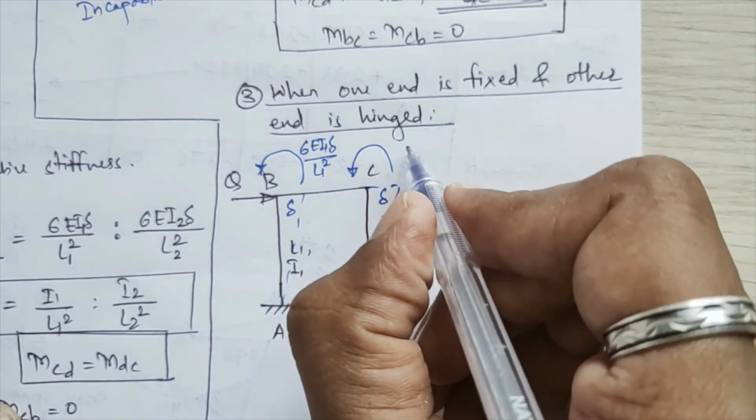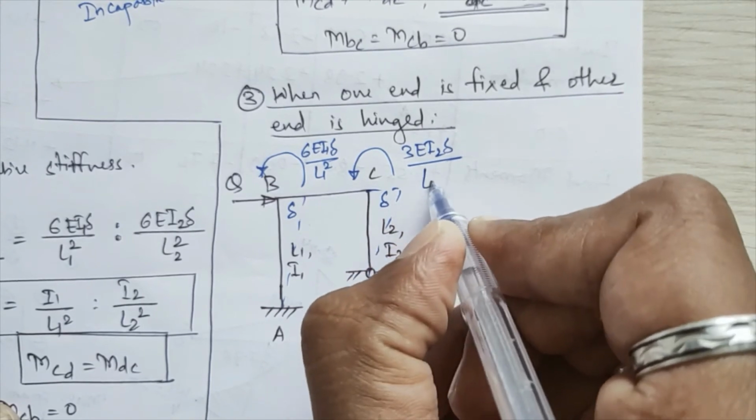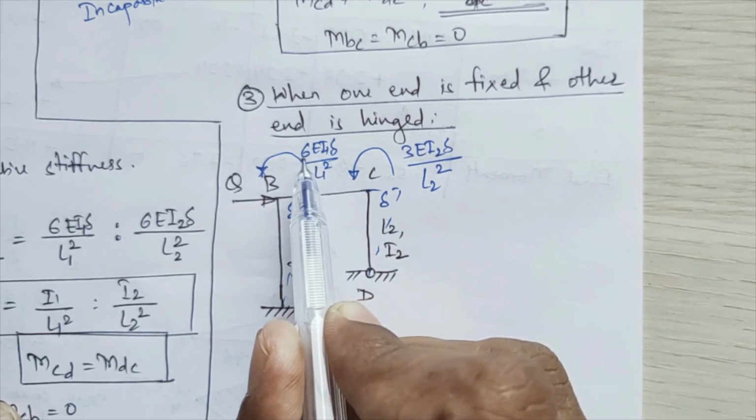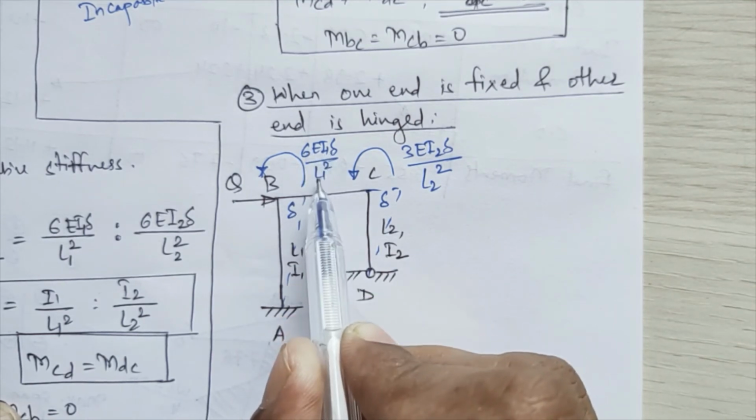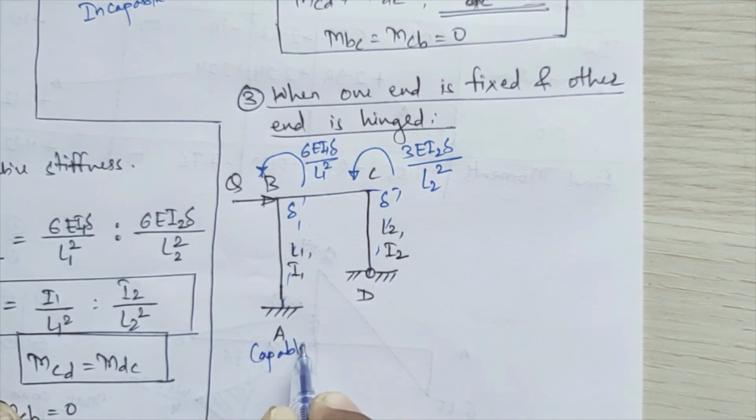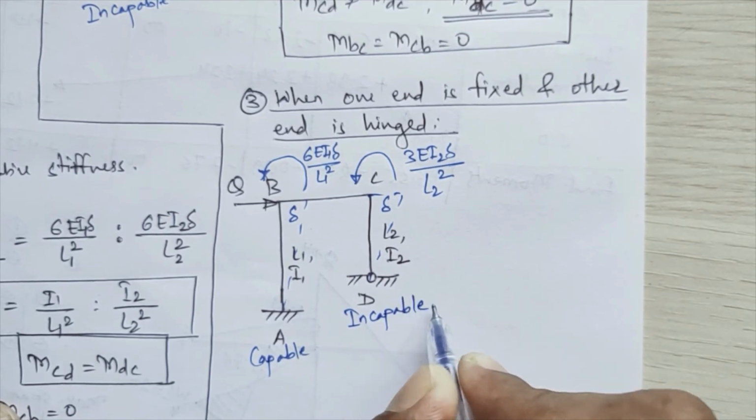And here you are having hinge support, so this value will come as 3EI2 delta divided by L2 square. So note this: if your support is fixed, that translation rotation value comes equal to 6EI delta upon L square, and if it is a hinged one, that will be 3EI delta upon L square, provided this support is a capable support, that is the fixed support, and this support is an incapable support.